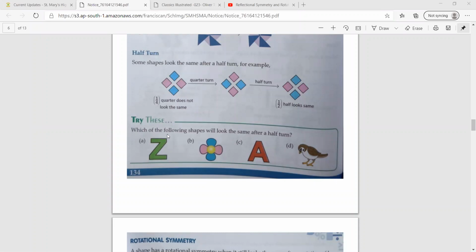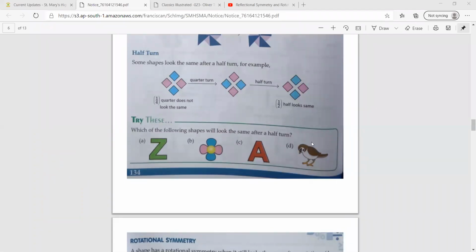Try these. Which of the following shapes will look the same after a half turn? Now, if you want to check that, you will have to cut these out on a paper, and then try to move half a turn and see if the Z is still remaining a Z. Whether this flower is still remaining a flower when you take a half turn. So this is today's homework.